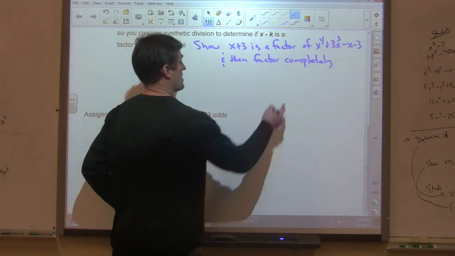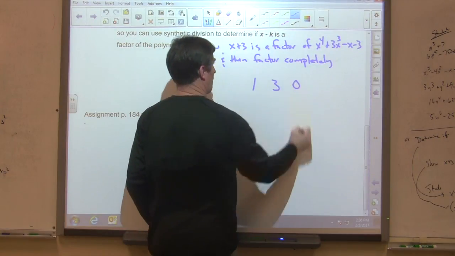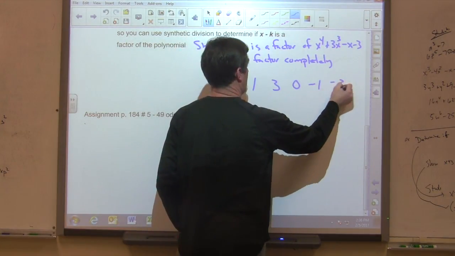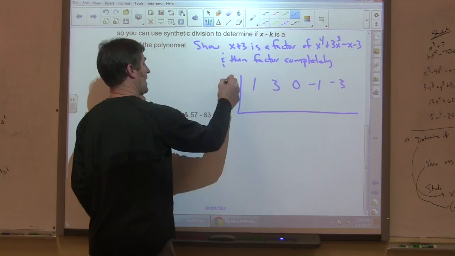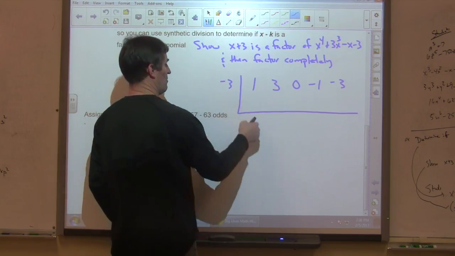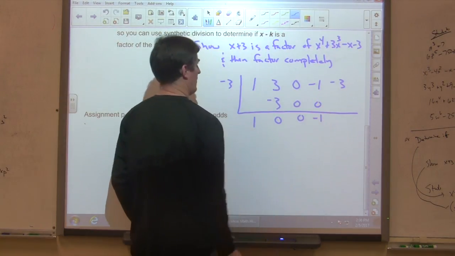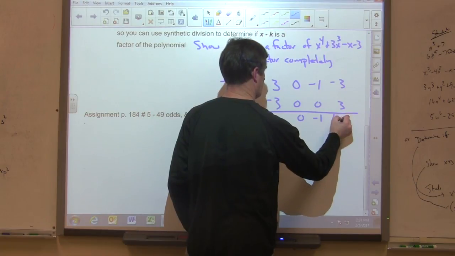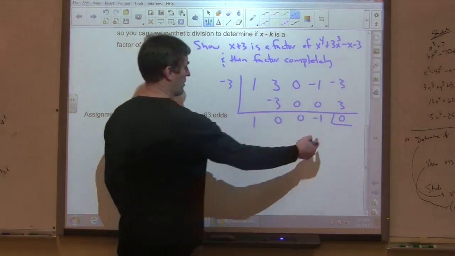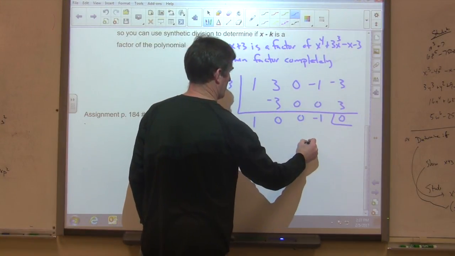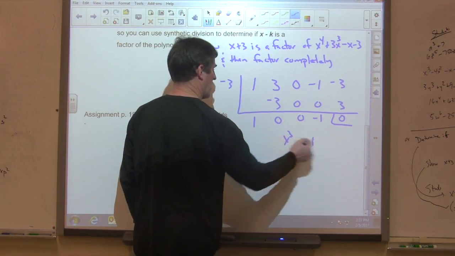So here's what you do on this. We write down our coefficients, 1, 3, again there is no x squared, so we have to remember that's 0. Negative 1, negative 3. Put our symbol. This would be negative 3, opposite what it says. 1, multiply, negative 3, add, 0, 0, 0, 0, negative 1, positive 3. So we've shown that it's a factor. Now they want us to factor what's left. Well, remember, remainder, constant. So there is no x squared, but there is an x cubed. So they want us now to factor that.